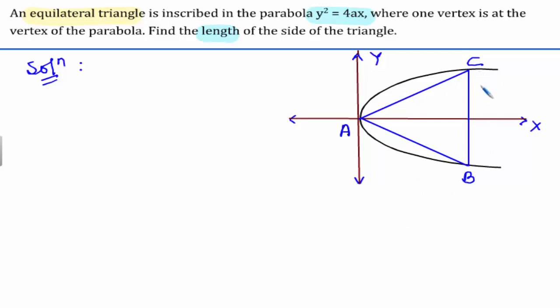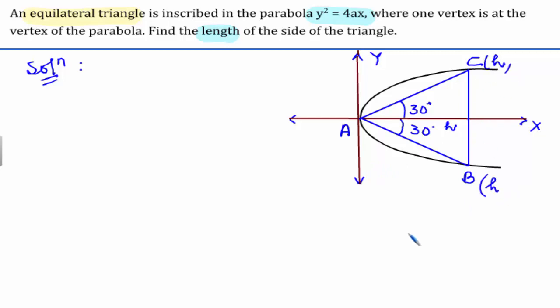Now ABC is an equilateral triangle, therefore each angle is of measure 60 degrees. Therefore this is 30 degrees and this is also 30 degrees. Also, as ABC is an equilateral triangle, the parabola is symmetrical about the x-axis. Therefore B and C will have the same x coordinate. Let the x coordinate be taken as h. So the x coordinate in both the cases is h.